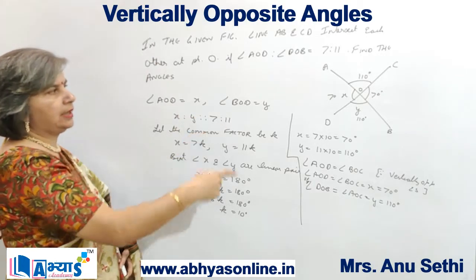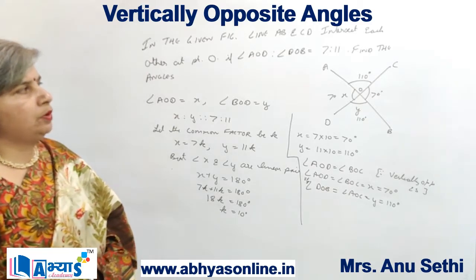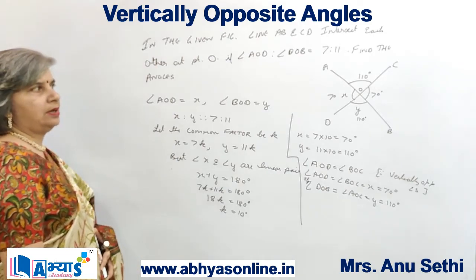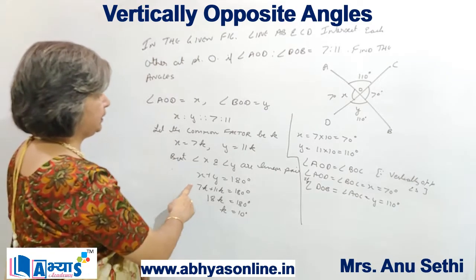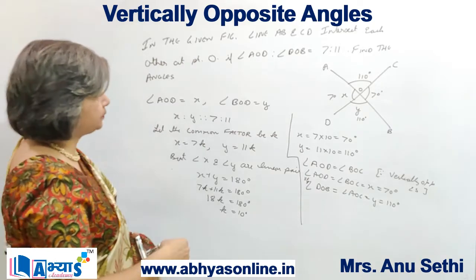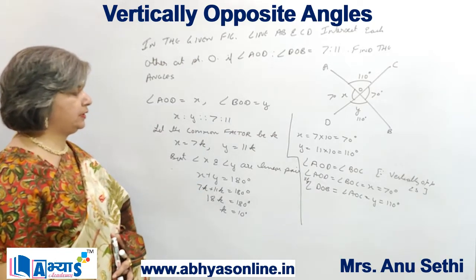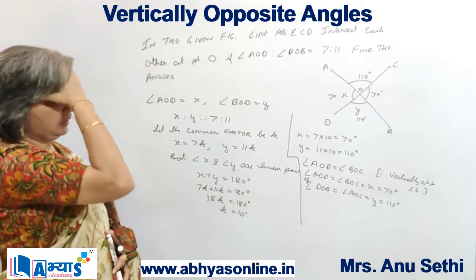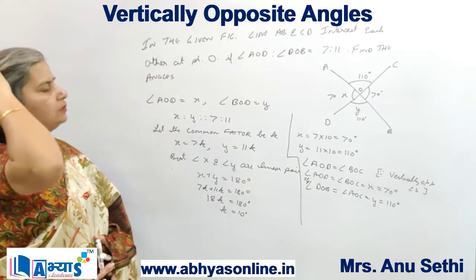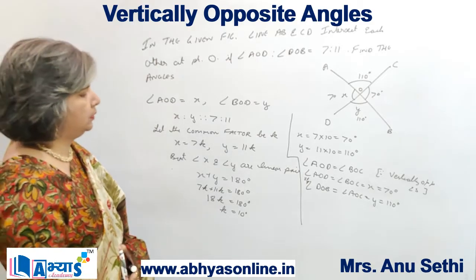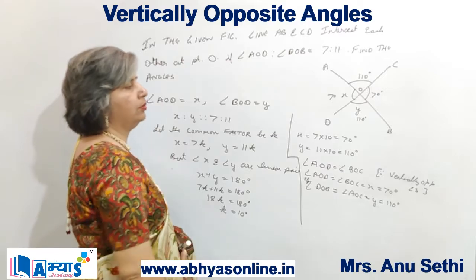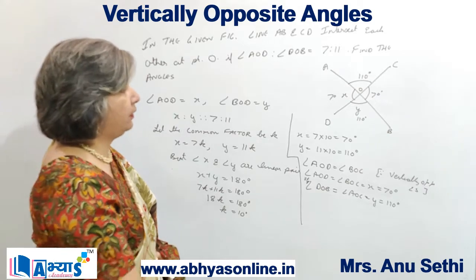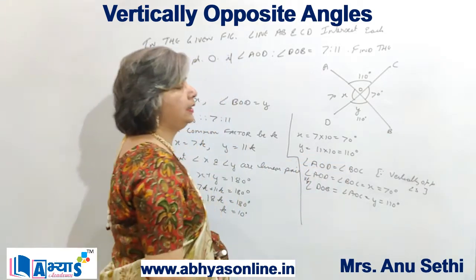We know that angle x and angle y are linear pairs because AB is a straight line and OD is a ray standing on it. So x plus y is equal to 180 degrees. Substituting the values, 7k plus 11k is equal to 180 degrees, 18k is equal to 180 degrees, and k is equal to 10 degrees. So we have found the value of k, the common factor. So x is equal to 7 into 10, that is 70 degrees, and y is equal to 11 into 10, that is 110 degrees.